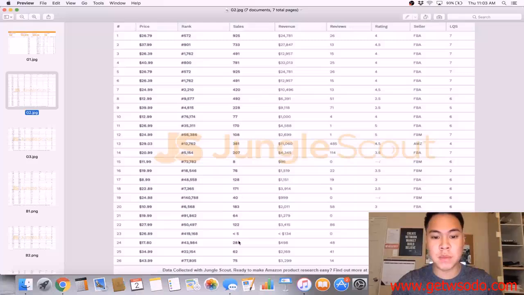The sales are really stable. It stays stable right here till like the 14th. It's still pretty stable right here as well. But this is a really good product that you want to look into as well. So this is a good, viable product. Let's go look at the third one now.